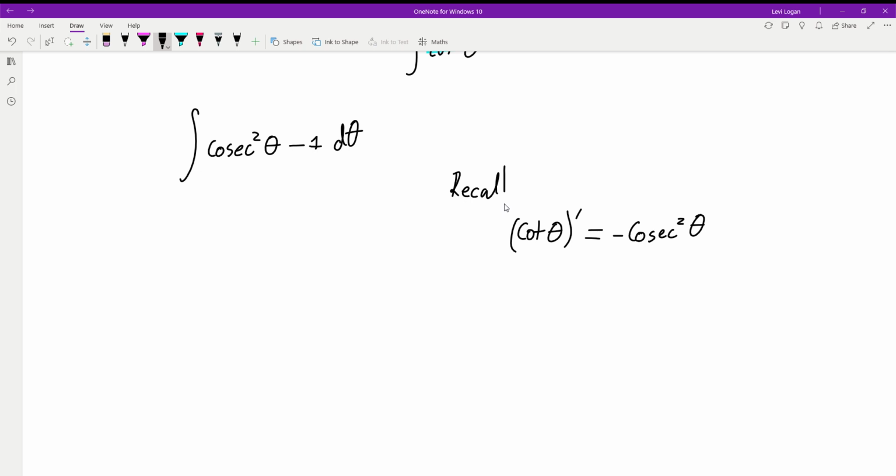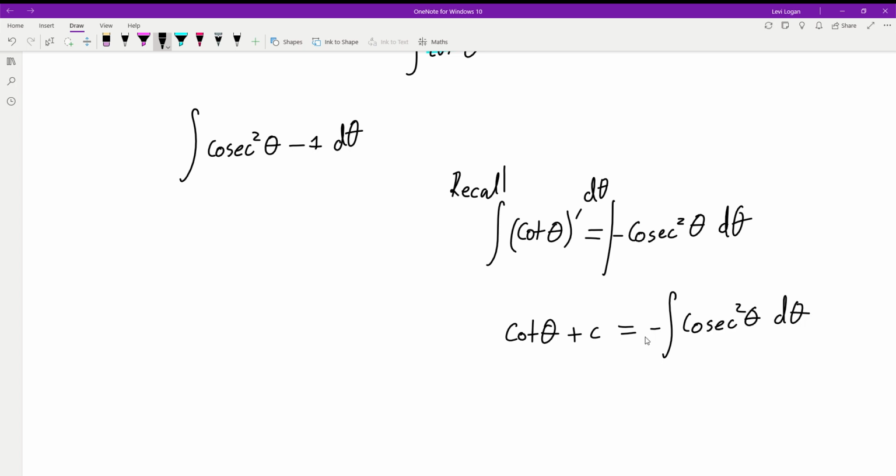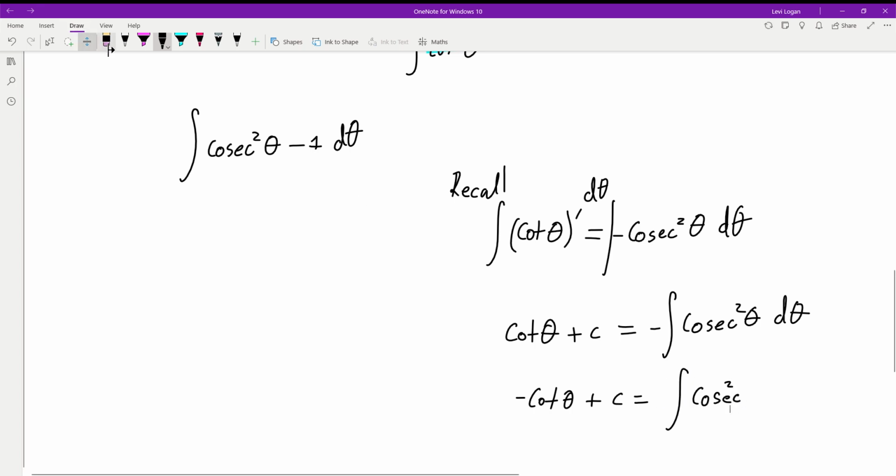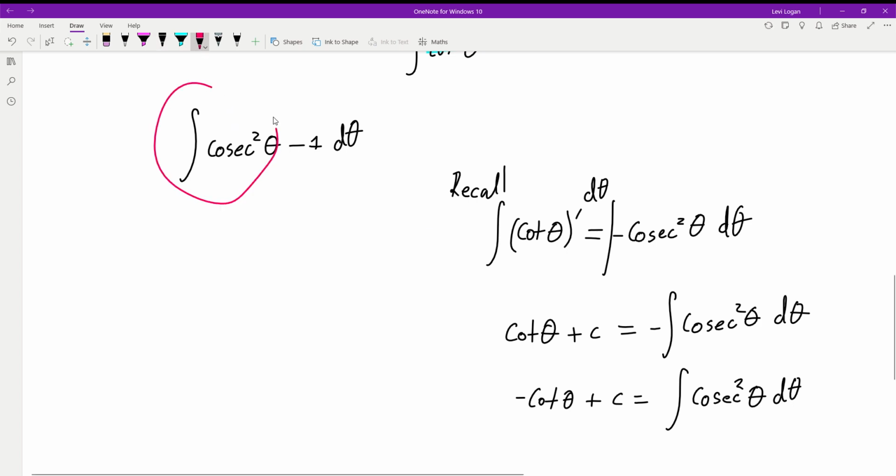So if I were to integrate both sides of this expression here with respect to theta, imagine there's a d theta there, you're going to get cot theta plus a constant is equal to negative the integral of cosec squared theta d theta. Divide by -1, so negative cot theta, and the c doesn't change because c can be any arbitrary constant, plus c is equal to the integral of cosec squared theta d theta, which is exactly what we have here.